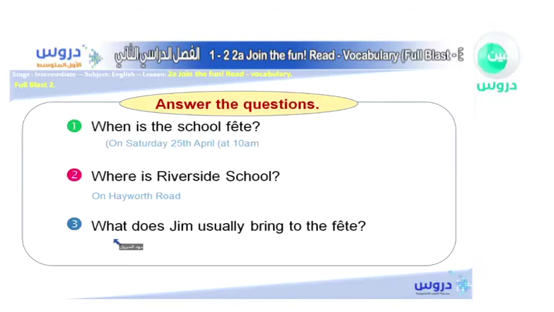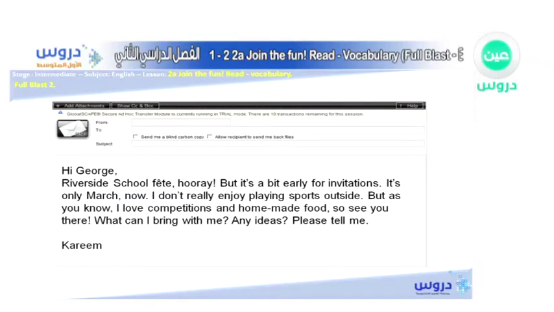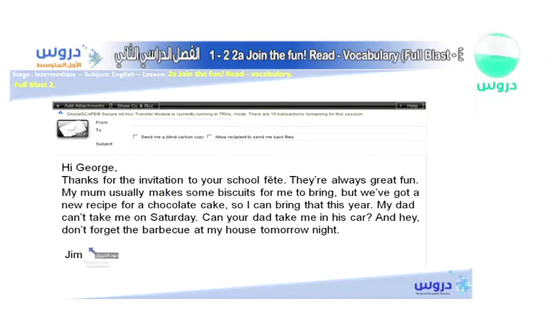What about the third question over here? It says, what does Jim usually bring to the fete? Who's Jim? Do you remember Jim? Did we speak about someone named Jim? Yes, we did. He is the one who sent the first letter, as you see. He signed his name. So they asked, what is he going to bring to the fete? They said usually, so we have to look at what he usually brings.